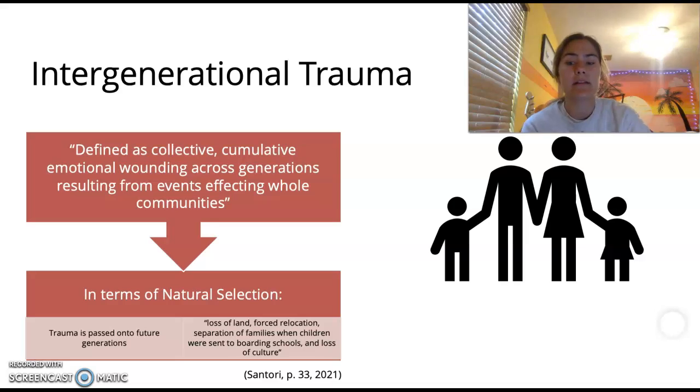According to Santori, Native Americans continue to face intergenerational trauma, which is defined as collective, cumulative emotional wounding across generations resulting from events affecting whole communities. And when looking at cultural evolution through the view of natural selection, we see that this trauma is passed from generation to generation, and this trauma was initially caused by loss of land, forced relocation, separation of families when children were sent to boarding schools, and loss of culture. And once again, this is passed on through generations and through the process of natural selection, and this was also passed on through storytelling by the elders in the Native American communities.